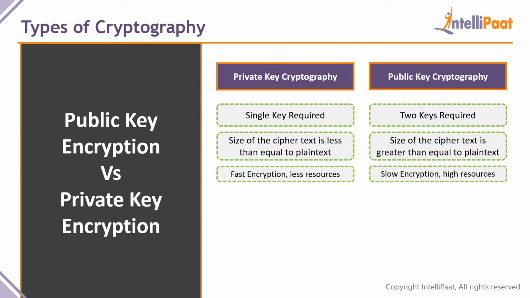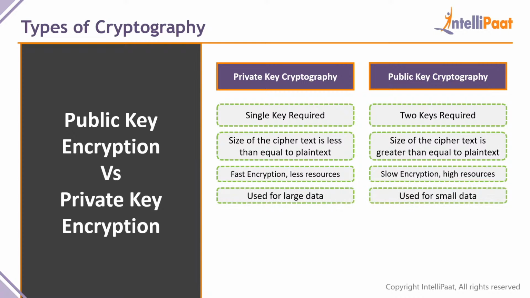Private key cryptography has fast encryption, less resources. So with only a single key, you don't have to worry about a lot of processing power. Essentially, you can encrypt and decrypt your data extremely fast and use less computational resources, while in public key, there is slow encryption and the usage of high resources. Private key is generally used for large data because of the fast nature of the encryption and decryption processes. So if you have a large data, you will generally go with a symmetric key cryptography method.